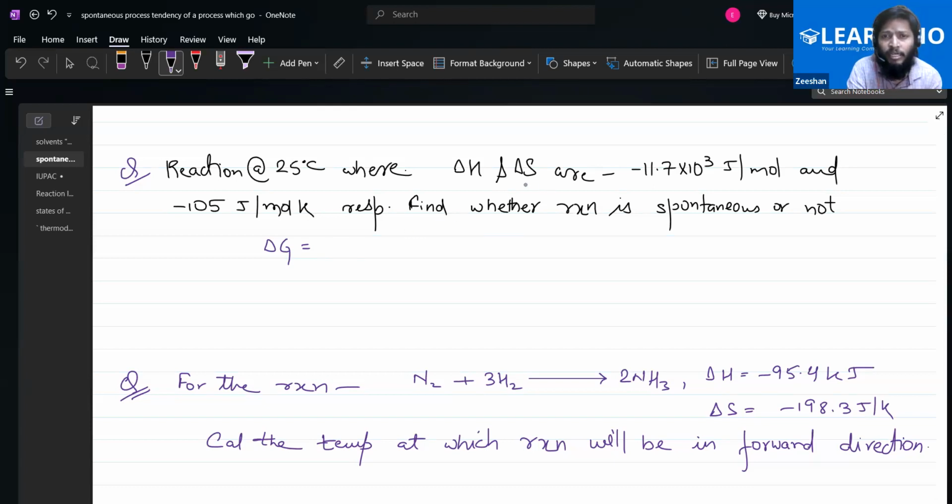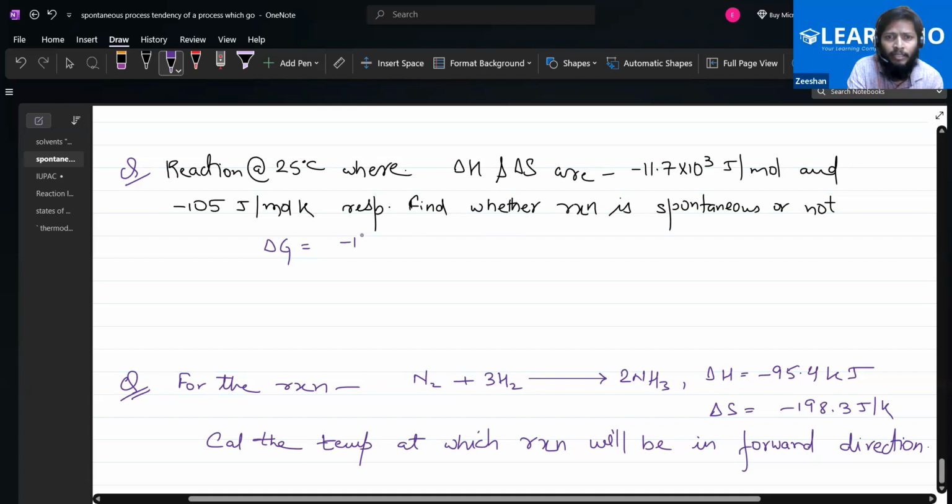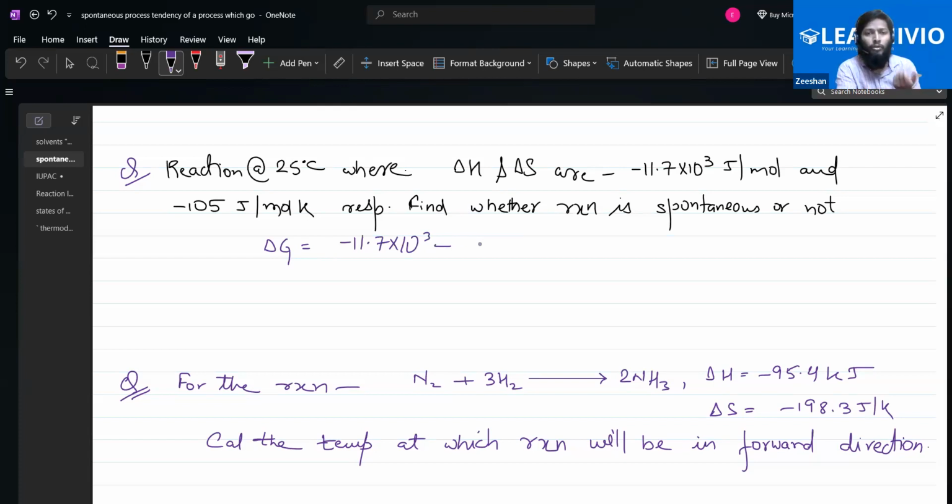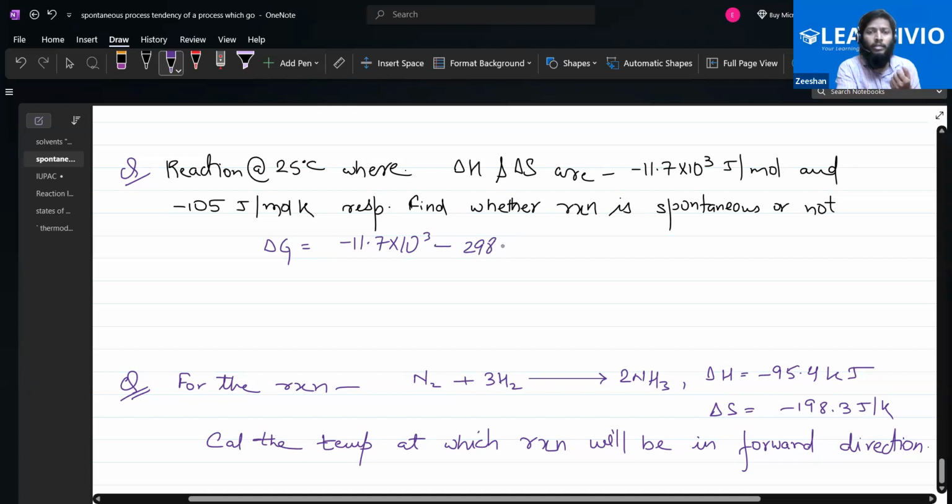We will put delta H minus T delta S. Delta H is given as minus 11.7 into 10 to the power of 3 joule per mole, and there will be a minus T. Temperature is 25 degrees Celsius, so we will add 273 and we'll get 298. Delta S is given as minus 105. To solve this, we will work out 298 into 105.